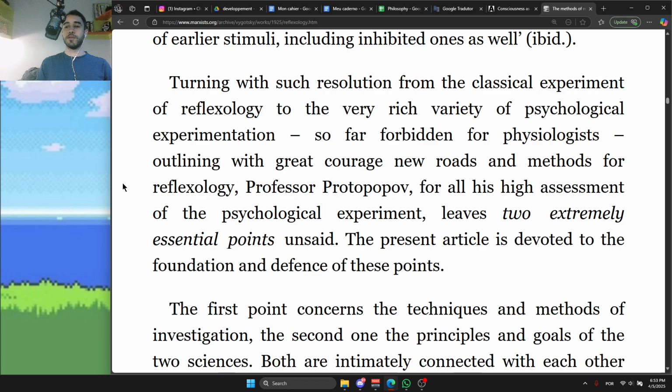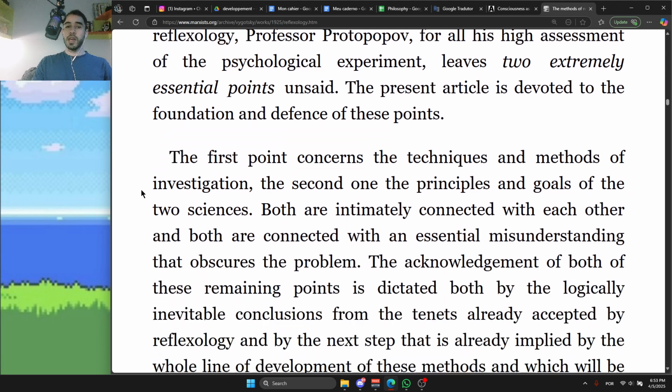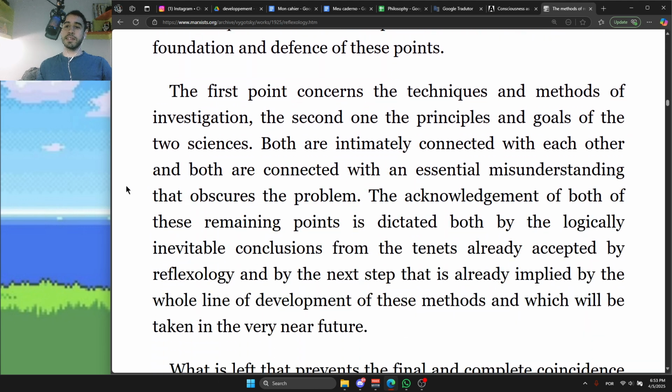The present article is devoted to the foundation and defense of these points. The first point concerns the techniques and methods of the investigation. The second one, the principles and goals of the two sciences. Both are intimately connected with each other, and both are connected with an essential misunderstanding that obscures the problem. The acknowledgement of both of these remaining points is dictated both by logically inevitable conclusions from the tenets already accepted by reflexology and by the next step that is already implied by the whole line of development of these methods and which will be taken in the very near future.